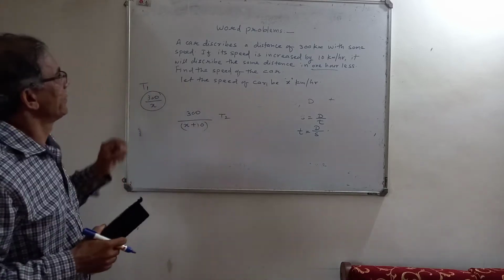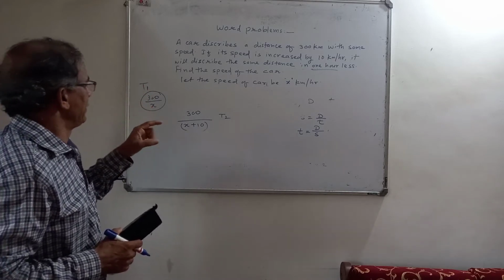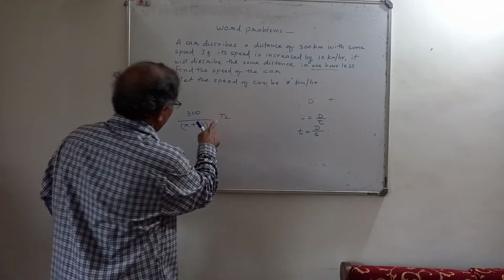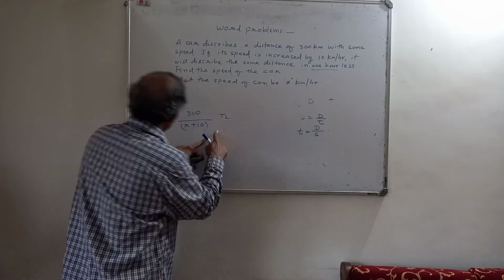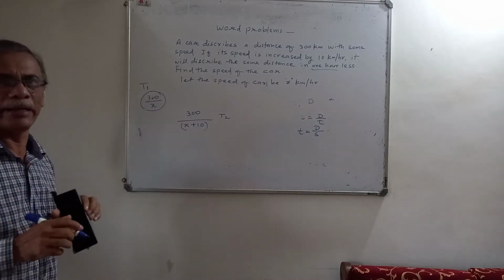Now what he says, if the speed is increased by 10 km per hour, it describes the same distance in 1 hour less. So this time is 1 hour less than this time. That you have to write mathematically now.